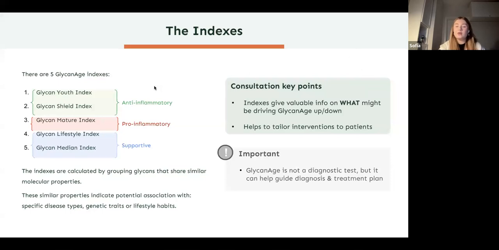As I said, the main consultation point is to explain to your patient that these indexes give valuable information on what might be driving GlycanAge either up or down, and it helps to tailor interventions to patients and also track the success of different interventions. And while we're here, I want to emphasize that GlycanAge is not a diagnostic test, but it can definitely help guide the diagnosis and treatment plan for your patient.